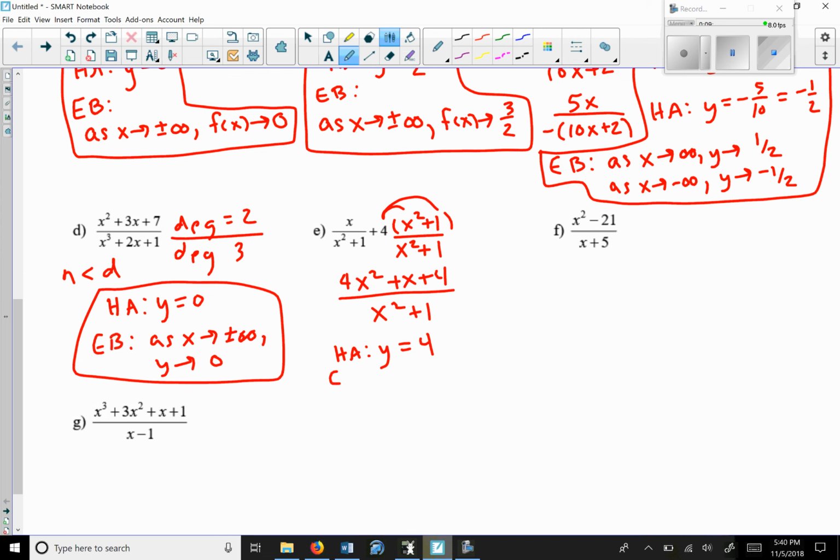And so that means the end behavior, as x approaches either positive or negative infinity, your y values, or f of x, approach, in this case, 4.